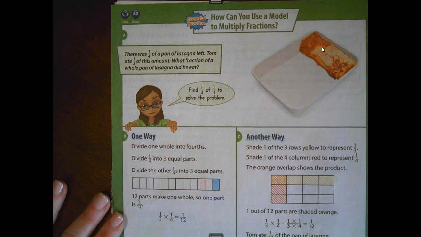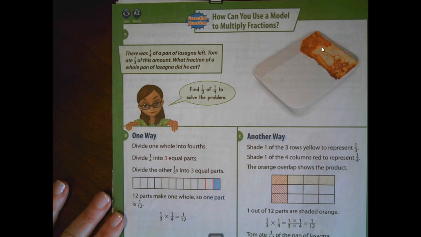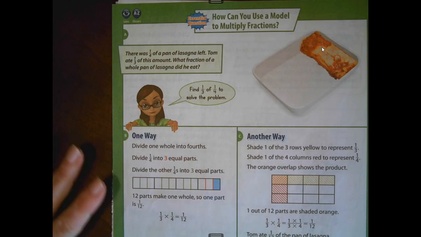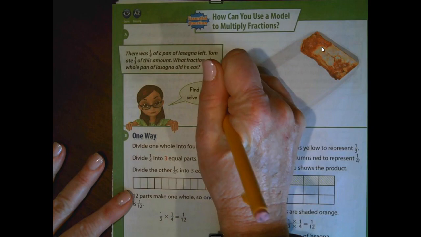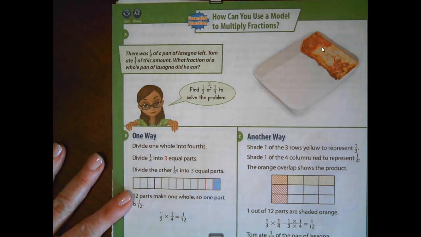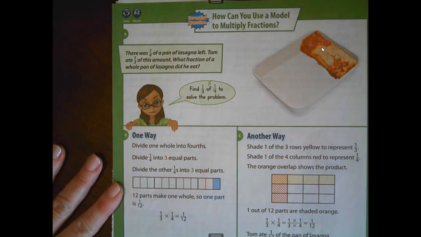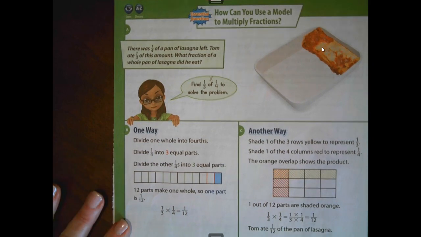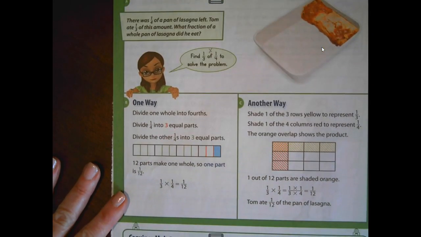So we see the little girl's thinking that she needs to find 1/3 of 1/4 to solve this problem. So 1/4 is left and he's going to eat 1/3 of it. So remember, that's your word clue to indicate you're going to be multiplying those fractions together. All right. First way, they are going to use a bar model.